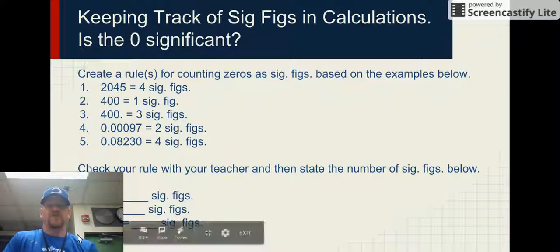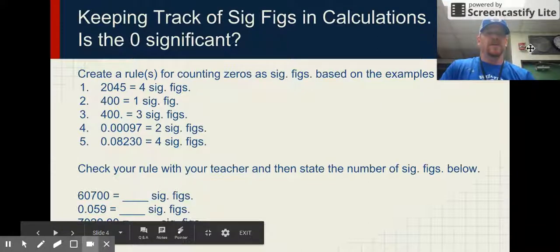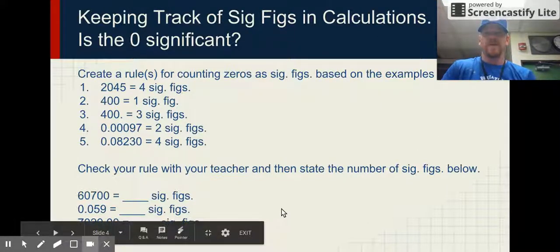All right, keeping track of significant figures. I'm going to move this because I think it's blocking a little bit of our view. Hey, look at that. I didn't even know that could happen. That was amazing. I just moved my head.